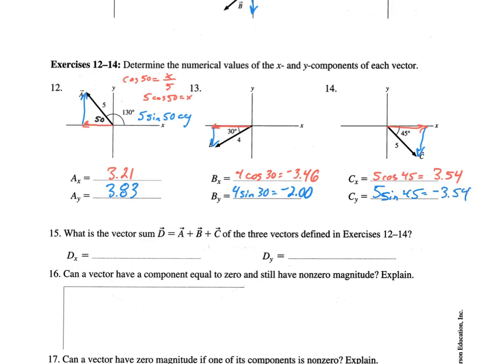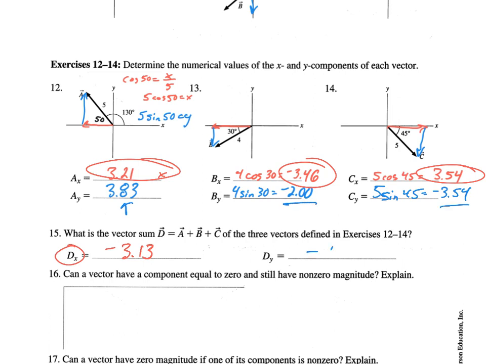So what I want to do is add up all of these for this right here. And when you do that, you should get negative 3.13, and then add up all the blues. And this should give you negative 1.71.